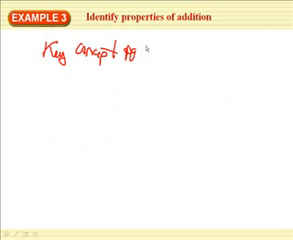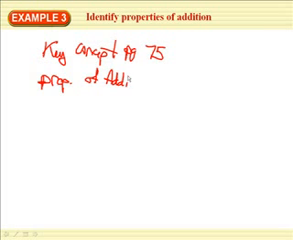Okay, example number 3. Properties of addition. And this is another key concept box. We got a lot of writing, you guys, to do. Okay, key concept on page 75. We have a lot of properties. These are properties of addition. If you can't read my writing, then go to page 75.